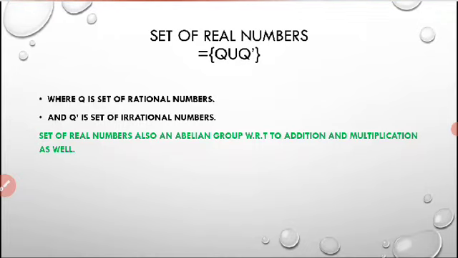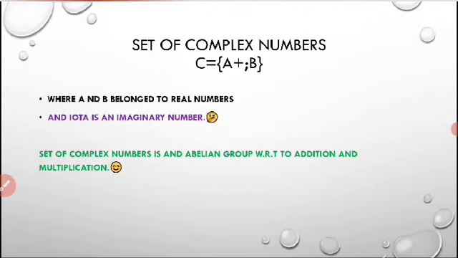The set of real numbers is also an abelian group with respect to multiplication and addition as well, because as we read earlier, rational numbers are a group with respect to addition and multiplication, and as the rational numbers are contained in real numbers, that's why the real numbers are also a group with respect to addition and multiplication. Let's check the set of complex numbers.